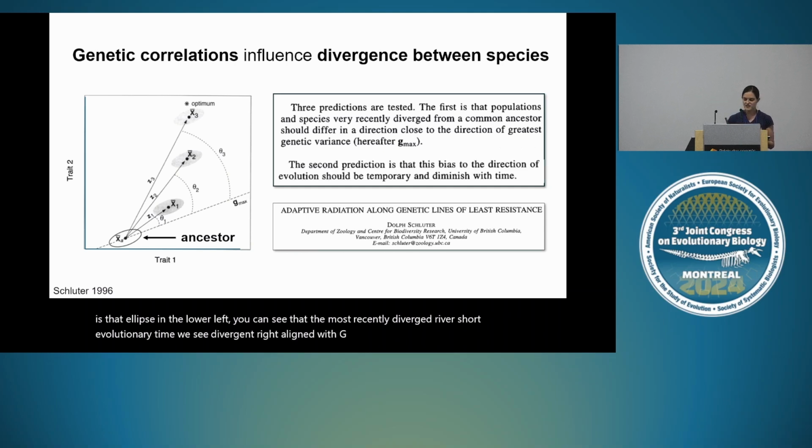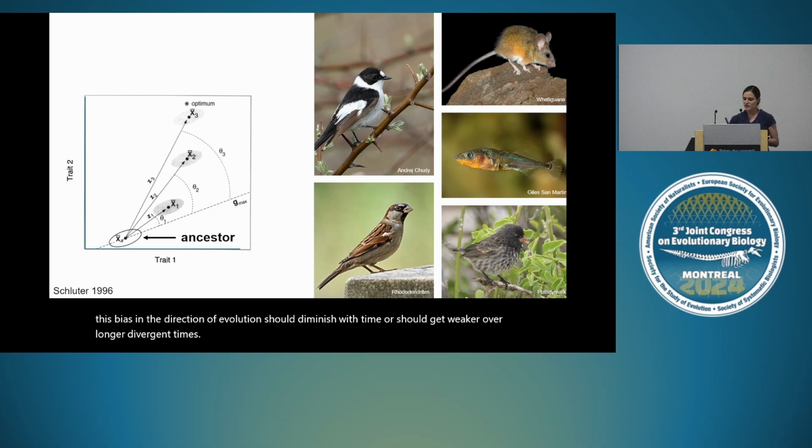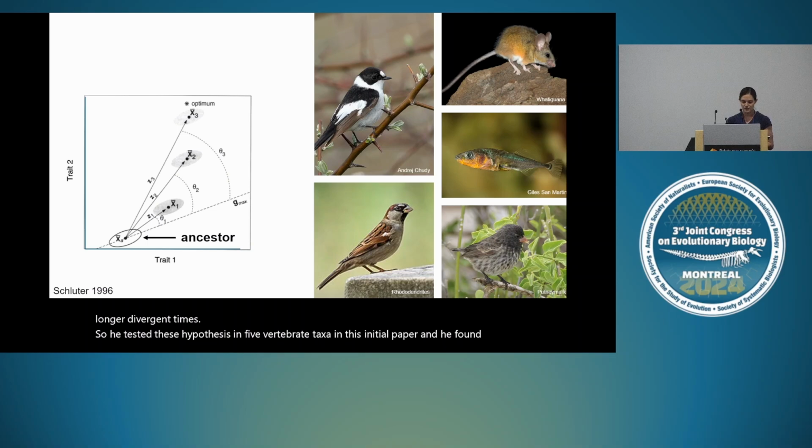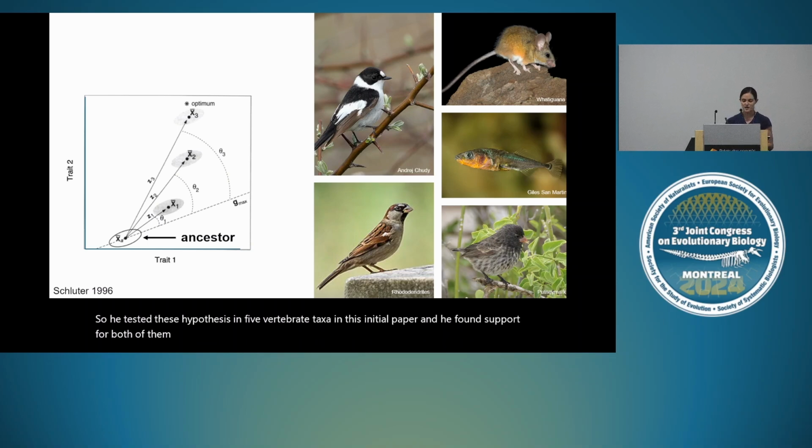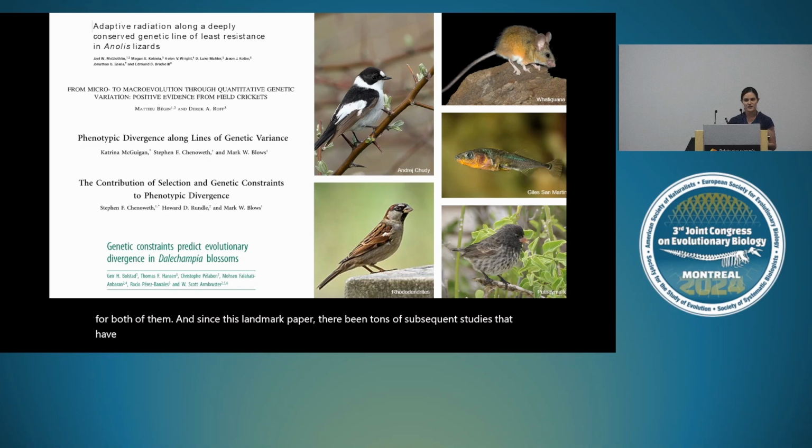His second prediction was that this bias in the direction of evolution should diminish with time, or should get weaker over longer divergence times. So he tested these hypotheses in 5 vertebrate taxa in this initial paper, and he found support for both of them. And since this landmark paper, there have been tons of subsequent studies that have done something similar. I'm showing you only a representative sample right here.